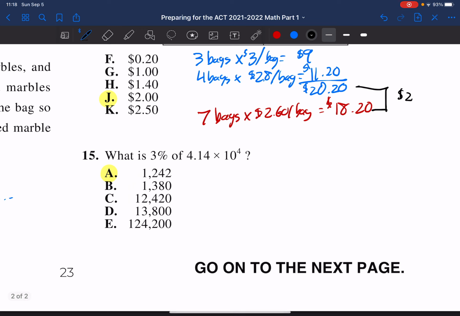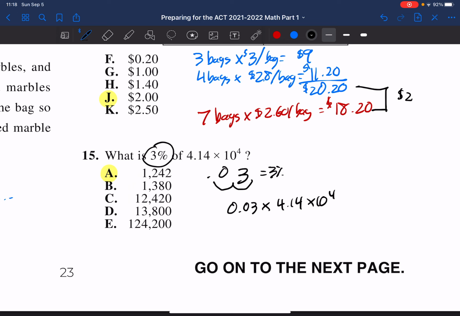Number 15. What is 3% of 4.14 times 10 to the 4th power? Now remember, whenever you have a percent, you have to move the decimal point 2 places over. So 0.03 is what 3% is. So what we're doing is we're multiplying 0.03 times 4.14 times 10 to the 4th.